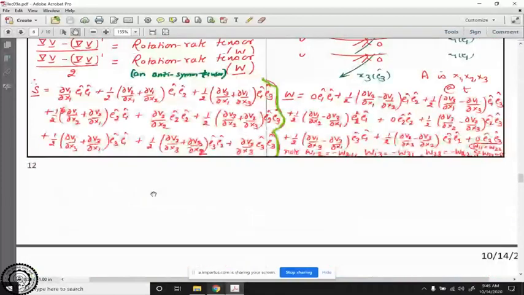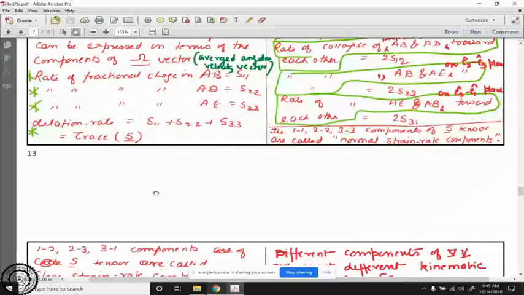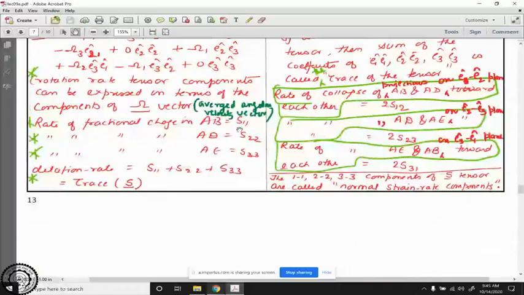So now, working with S and W, the strain rate and rotation rate tensors, we recognize that the rate of fractional change in AB is nothing but the S11 component of the strain rate tensor. Similarly, the rate of fractional change in AD is the 2,2 component of the strain rate tensor, and the rate of fractional change in AE is the 3,3 component. Again, AB, AD, AE, I'm referring to the same fluid element that we have been considering so far.